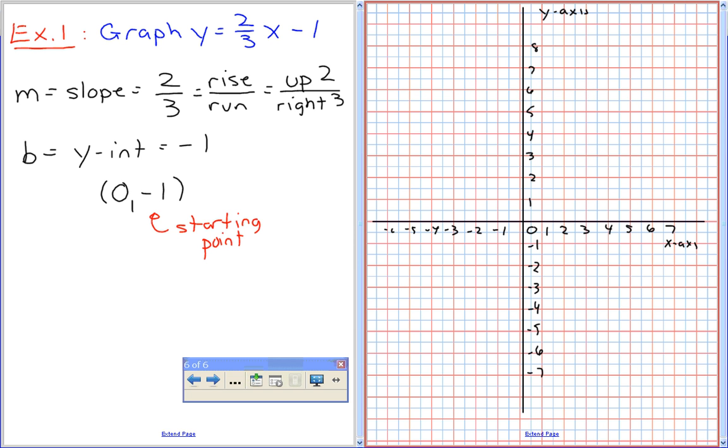Jude, what else do you need in my graph, please? Title. Title, lovely. A beautiful title for me is y equals 2/3 x plus -1 somewhere on there.